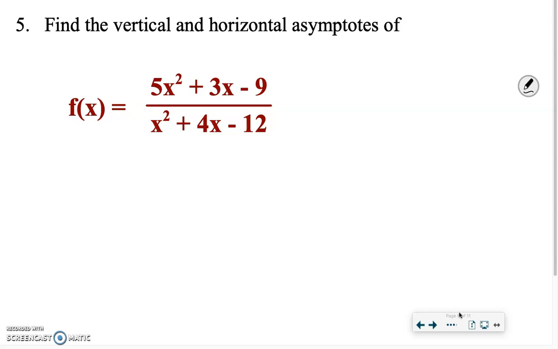If it didn't say that, for instance, if it just said find all asymptotes, why is it that there will not be a slant asymptote in this situation? Vincent?